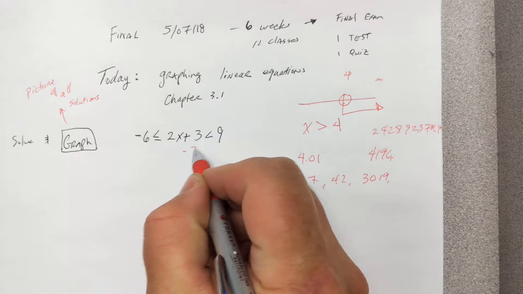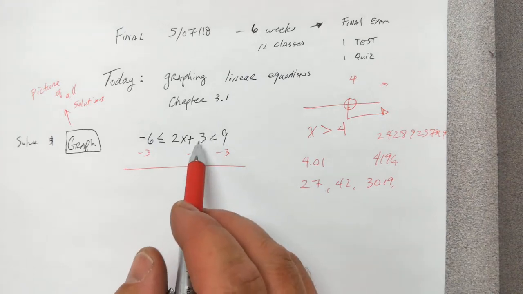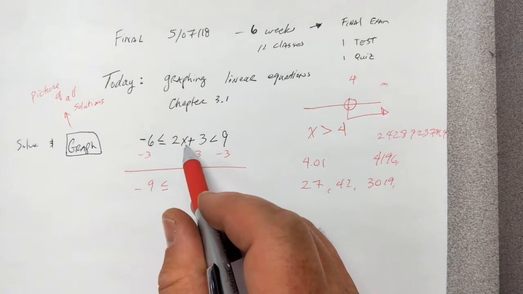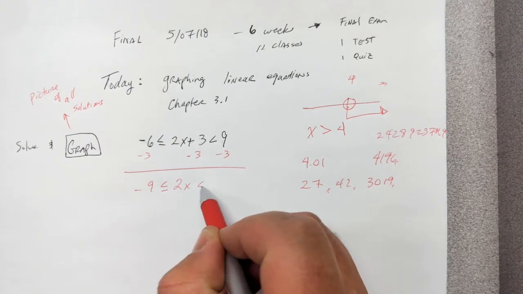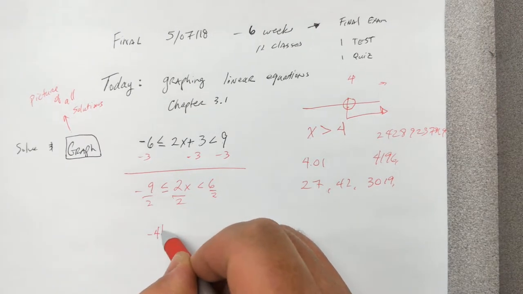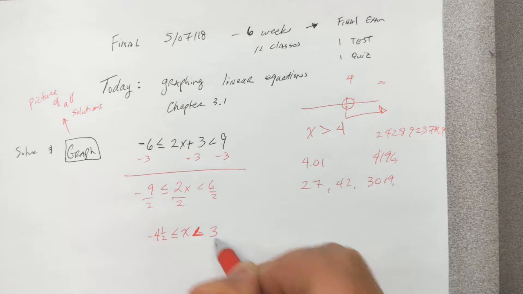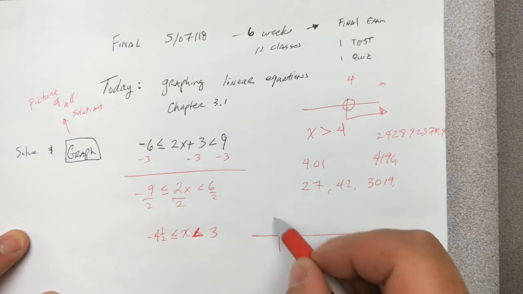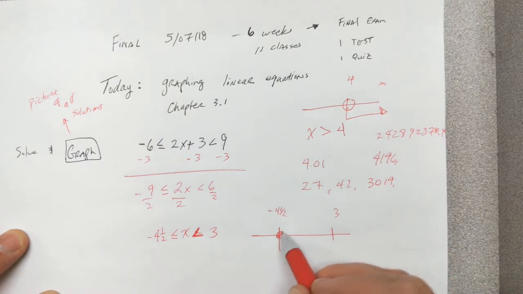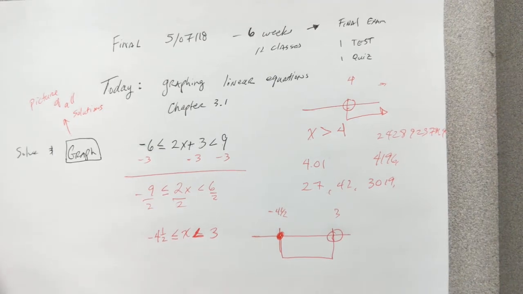This was just kind of strange because when we solved, we had to do it in all three areas. We had to subtract 3 from all 3 parts. Because this would make negative 9. 2x plus 3 minus 3 is 2x, and that makes 6. Then we would divide all 3 parts by 2. So that's negative 4.5. And that is 3. So then the graph would look like, when this was a solid dot, that's a circle.